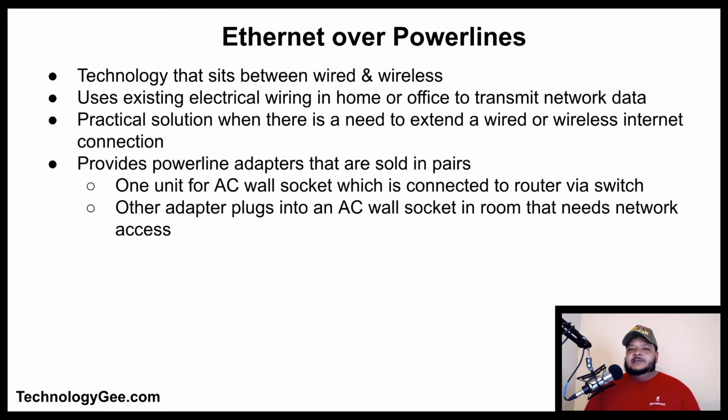Ethernet over power line. So power line networking is a technology that sits between wired and wireless. Ethernet over power lines uses the existing electrical wiring in a home or office to transmit network data. This can be a practical solution when there is a need to extend a wired or wireless internet connection. Ethernet over power lines provides power line adapters that are sold in pairs. One unit plugs into the AC wall socket and is connected to the router via a switch, and the other adapter plugs into an AC wall socket in a room that needs network access.